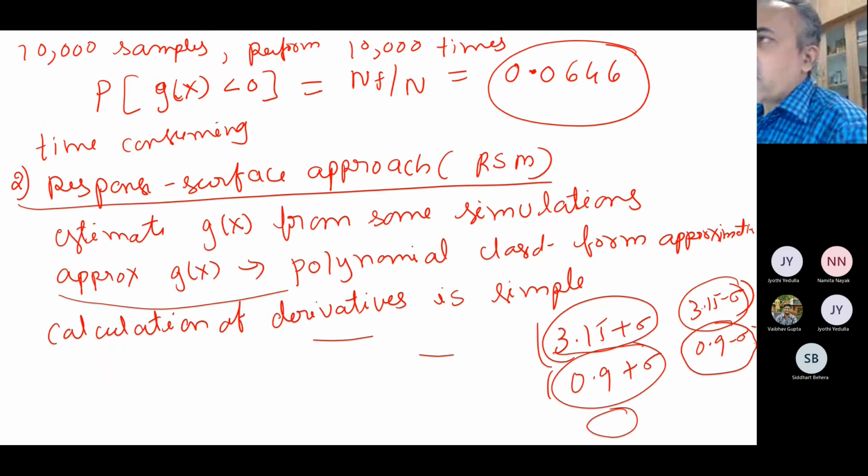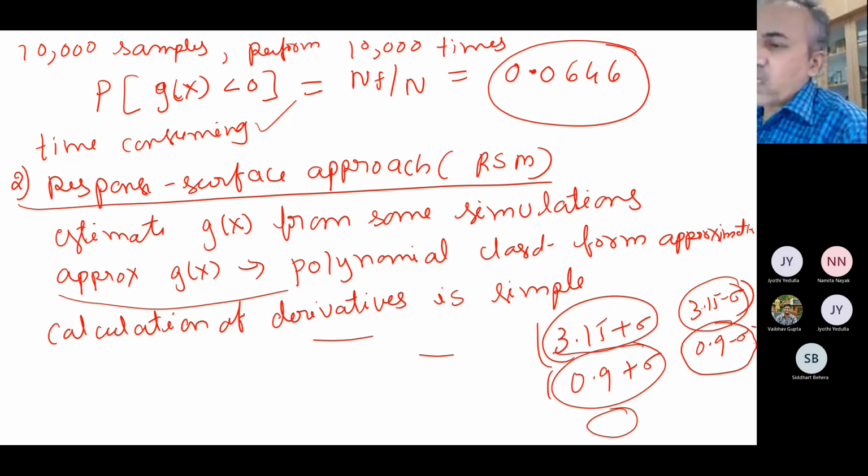But the time taken will be so much, 1 lakh or 2 lakh runs if there are more random variables, and if the failure probability is also very, very low, then you will have a lot of issues in Monte Carlo simulation. Not only that, Monte Carlo simulation means you have to run your finite element program 10,000 times. If it is a multi-story building or a bridge, and one simulation itself takes 1 hour, then running 1 lakh times is too time consuming. That is a negative thing about Monte Carlo, okay?